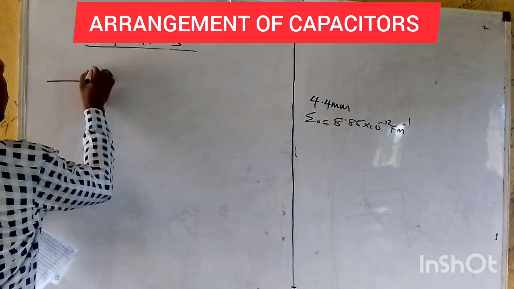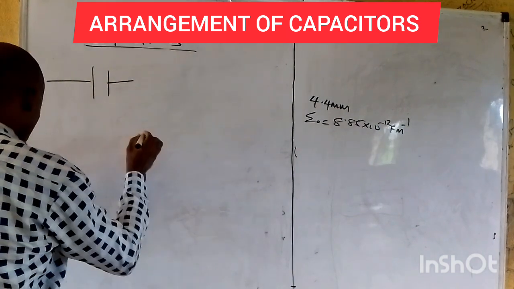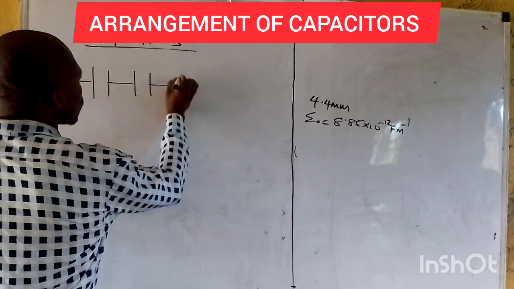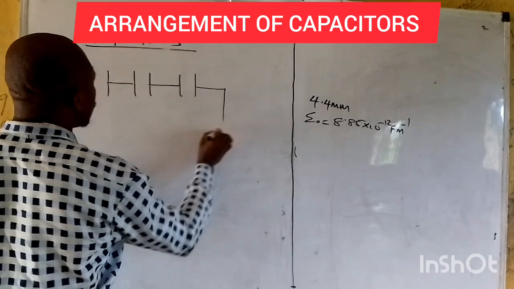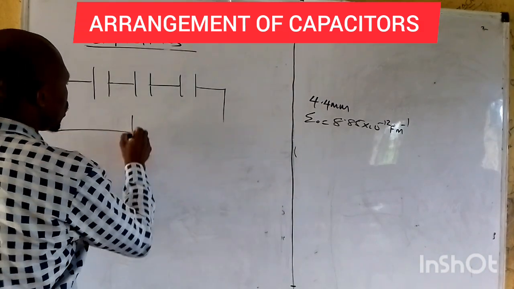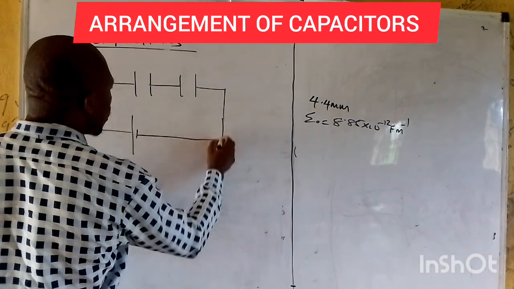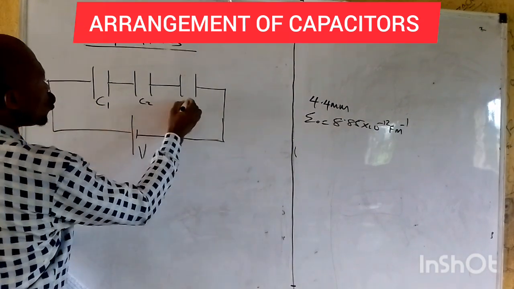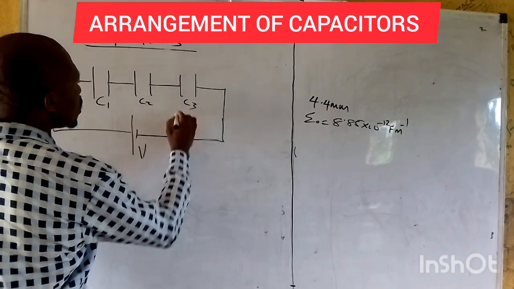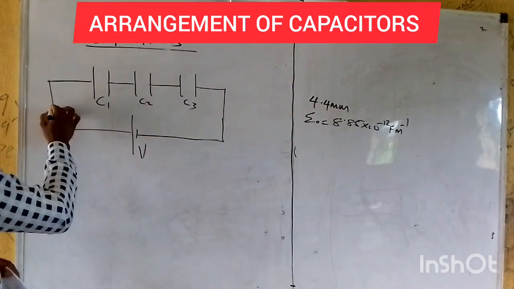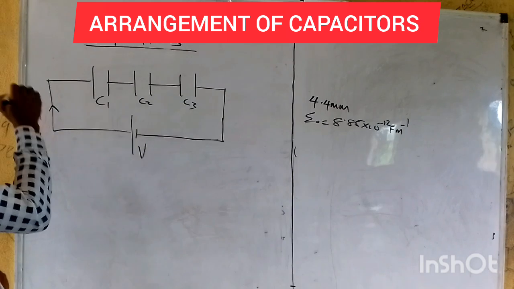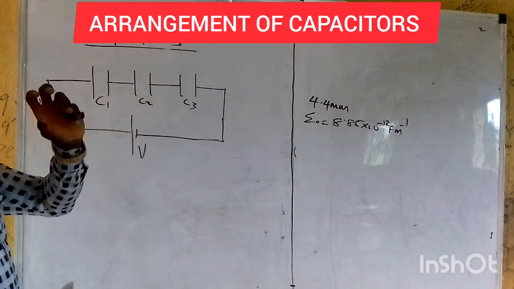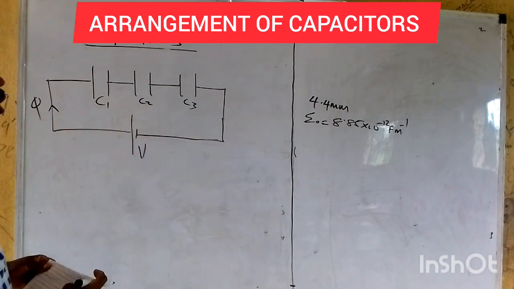Now, if we have an arrangement like this, of course, this is our V. V is here. We have C1, C2, and C3. Maybe we can have this. And of course, this is the flow of charge. Now, there are two things I want us to note here.